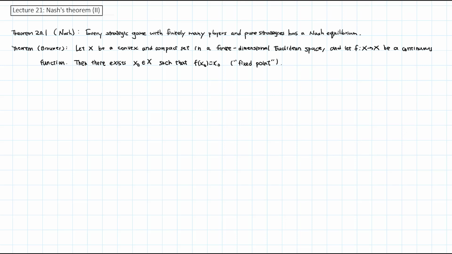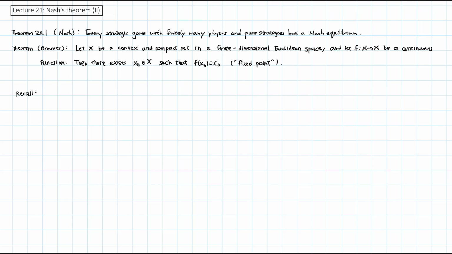Hello! We are in the middle of discussing an outline for the proof of Nash's theorem, which states that every finite strategic game has a Nash equilibrium. We want to use Brouwer's fixed point theorem to prove this, which states that for any convex and compact set X in a finite dimensional space, any continuous function that maps X to itself has a fixed point.